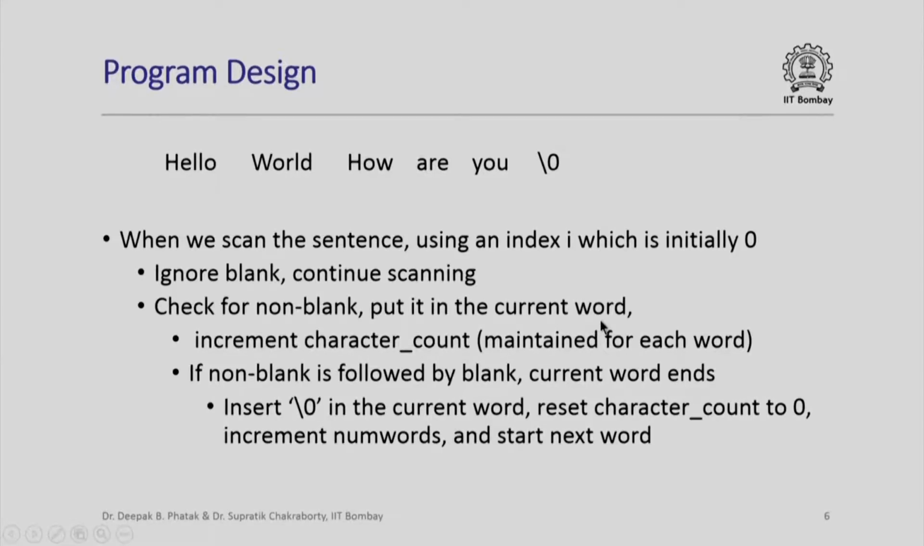Since we are going to use a two-dimensional array, the current word will be indicated by an index which refers to a different row of word when the word changes. Within a word, we will increment the character count which is maintained for each word. If a non-blank character is followed by a blank, observe here, O is followed by this blank, the current word ends. Hello has ended. When that happens, we will insert a \0 in the current word, and reset the character count to 0 because for the next word we have to start counting characters again. We will increment the number of words, which is stored in a variable numWords, and we start the next word. Notice that numWords can also be used as an index for the row of the two-dimensional array word, because that represents the number of words.